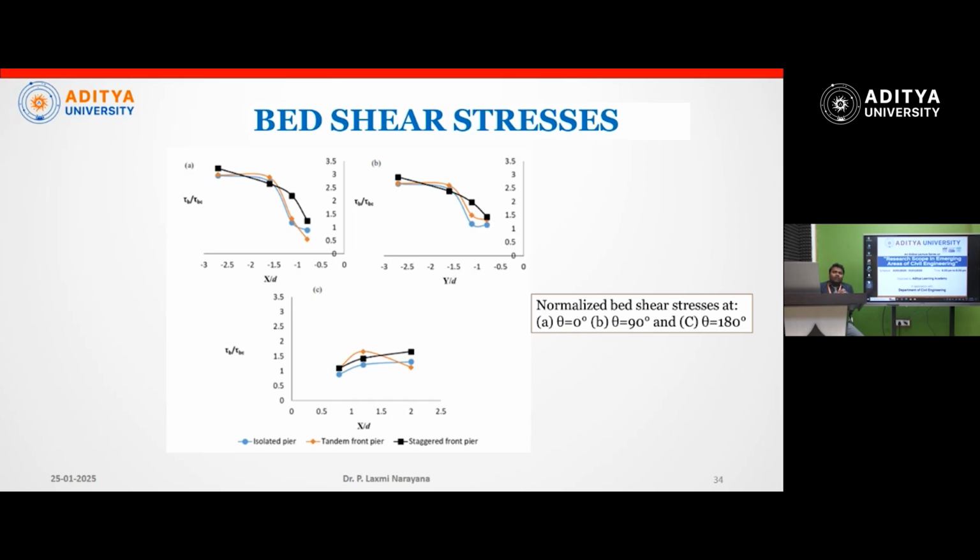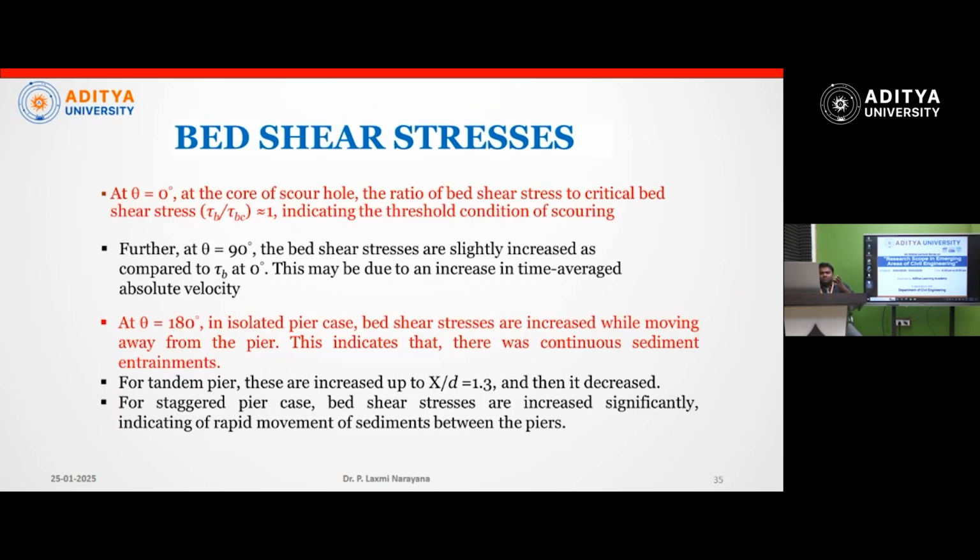If you see the local scour that has occurred after the river is dry around the pier, compared to the front, on the backside we can see a very big hole. That is because of the bed shear stresses. Bed shear stresses clearly indicate that behind the piers we can have maximum transport of the sediments. So these are the things I have been saying already, for the single pier case, an isolated case, how it is, and a tandem case, how it is.